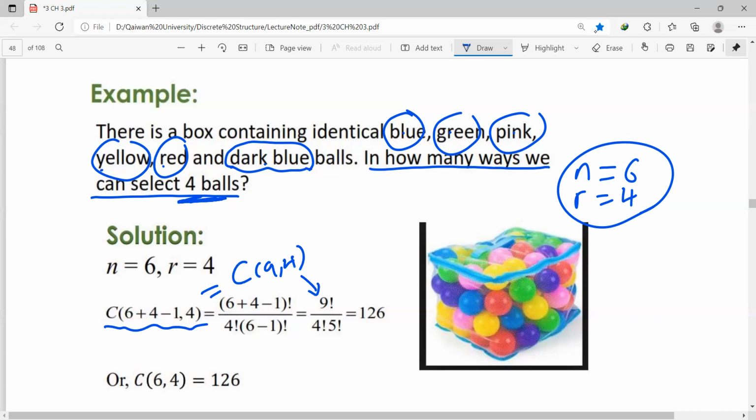It's 9 factorial divided by 4 factorial multiplied by (9 minus 4) factorial, which is 5 factorial. It equals 126 ways. That means we can choose 4 balls in 126 ways.